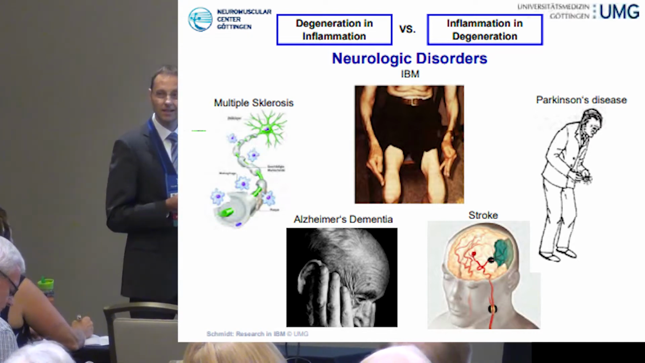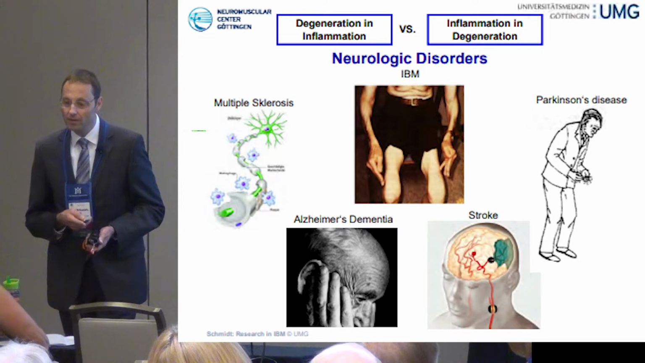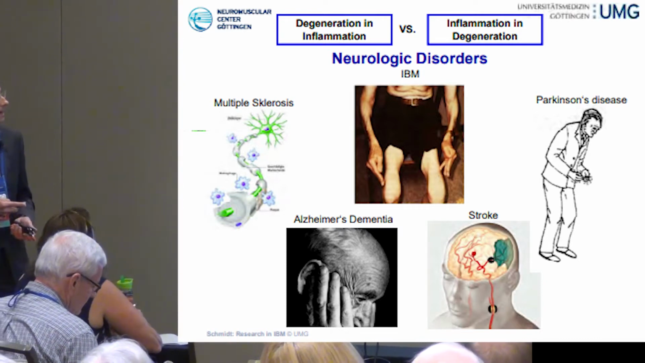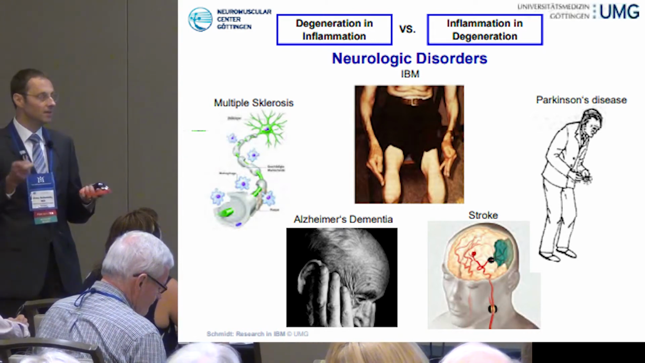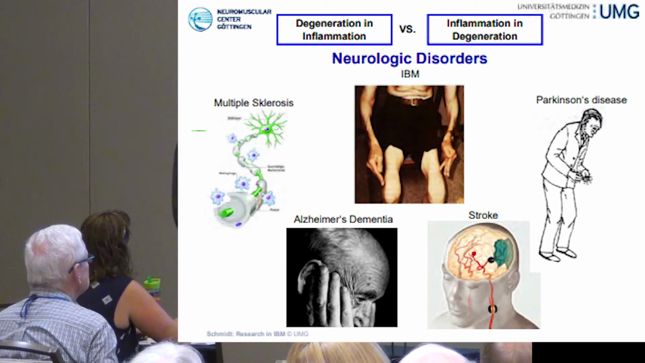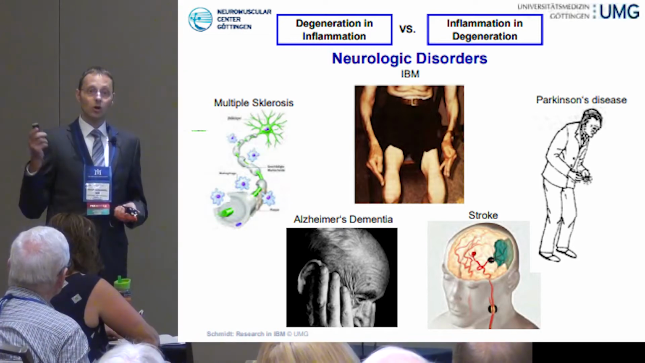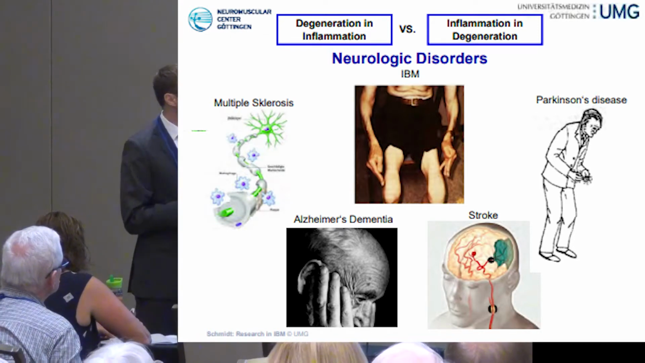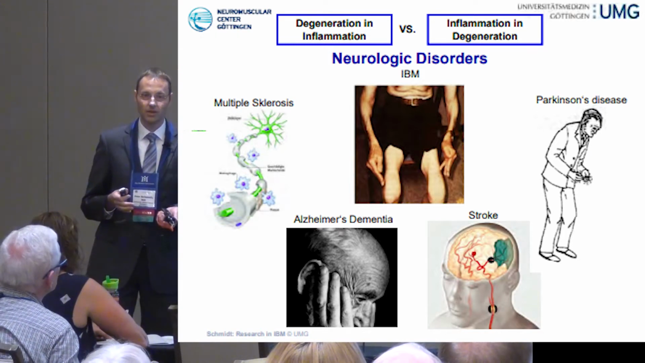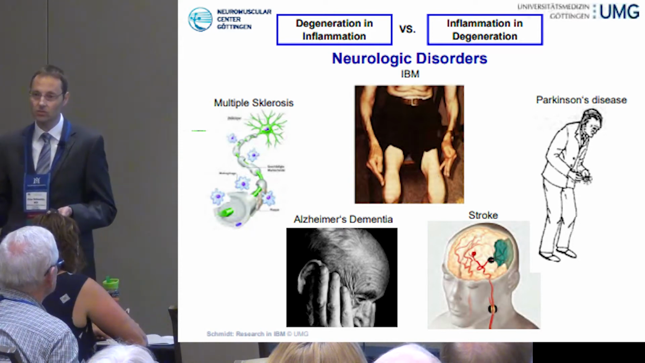Any other guess? What deposits? Plaque deposits, yes. Plaque deposits are present in, well, sort of plaques in IBM. They are certainly present in Alzheimer's and similar in Parkinson's. So the commonality of all of these diseases is that we have a complex mixture of inflammatory and degenerative mechanisms.